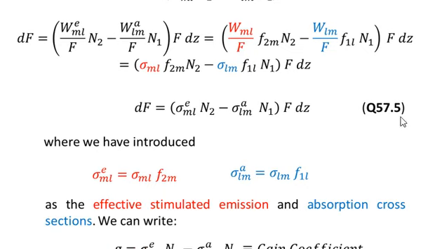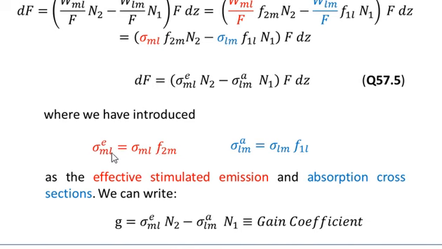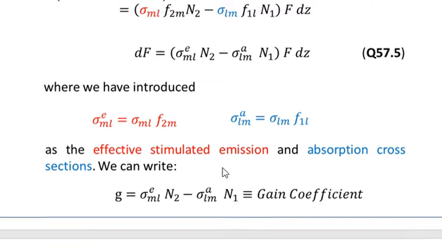In writing equation number 5 we have introduced sigma MLE equal to sigma ML into F2M and sigma LMA equal to sigma LM into F1L. So the red terms are the effective stimulated emission cross section, and the blue is the effective absorption cross section. So we have written the effective stimulated emission and effective absorption cross sections for this case.